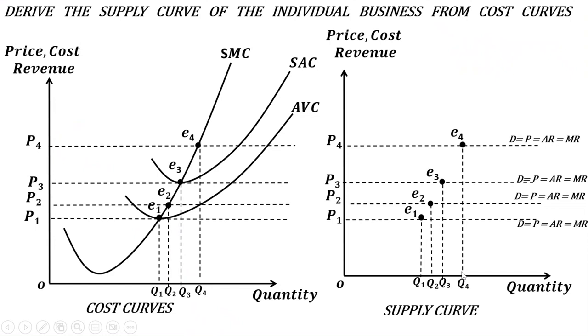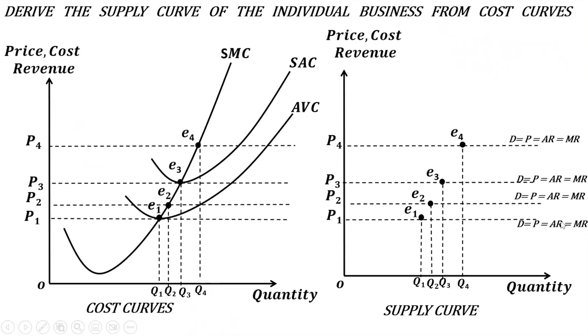Now, if the market price is at P4, at an output level of Q4, can you see there? The market price is P4 with an output level of Q4. The business will make economic profit.